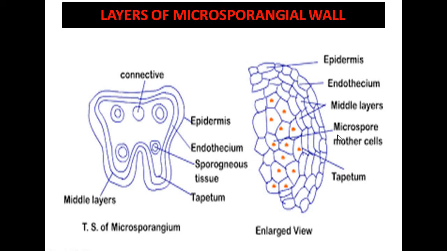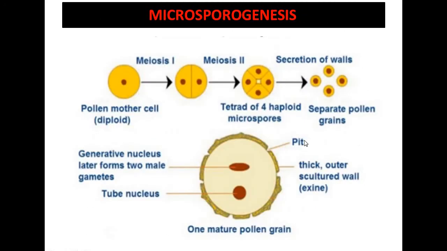Now we will talk about the microspore mother cell. Just zoom in on this microspore mother cell. In this structure, you can see the PMC. This is one PMC, pollen mother cell, or MMC, microspore mother cell. This is a diploid structure, that means 2N, and it is going to be divided by meiosis. We know that generally during reproduction, meiotic division occurs. So here also the PMC will be divided by meiosis.